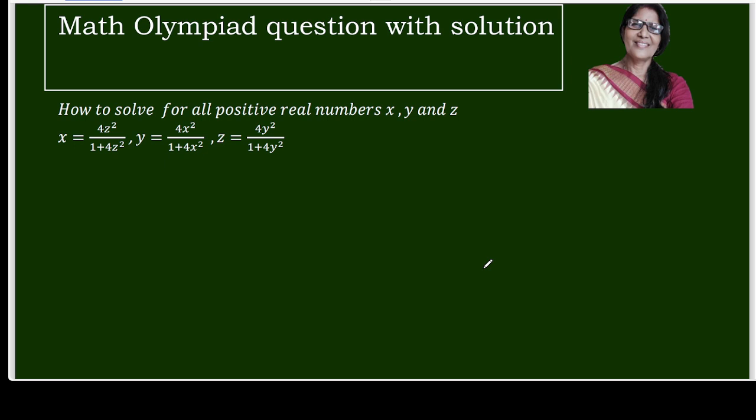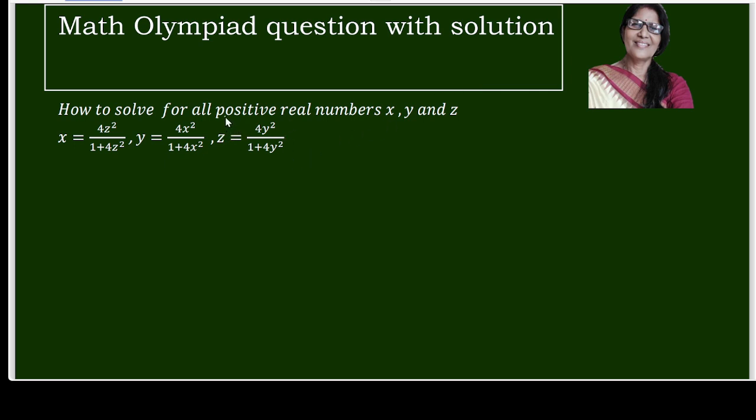Today a question: how to solve for all possible real numbers x, y, z where x equals 4z square over 1 plus 4z square, y equals 4x square over 1 plus 4x square, z equals 4y square over 1 plus 4y square. So I'd like to share a trick on how to solve this type of question.